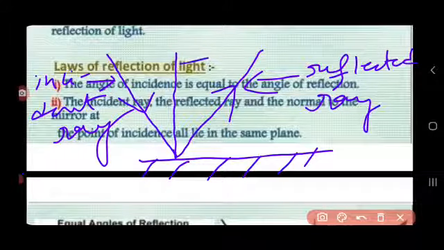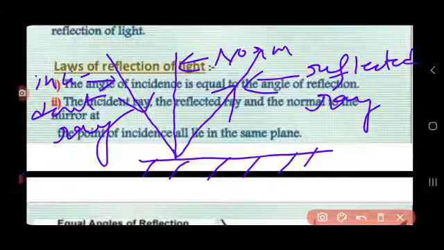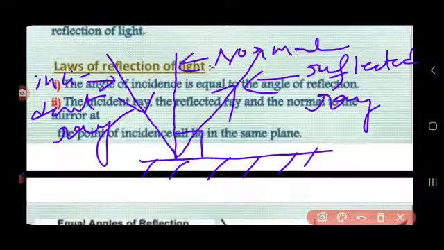See, this angle is considered as the angle of incidence and it is denoted by I, and this angle is considered as the angle of reflection and it is denoted by R. Now the question is, which angle is considered as the angle of incidence? Angle made by the incident ray with the normal.